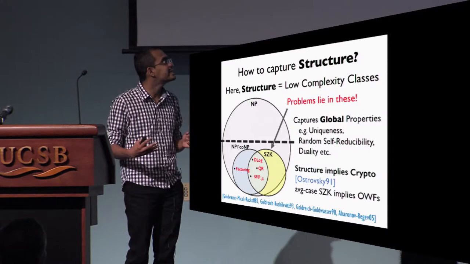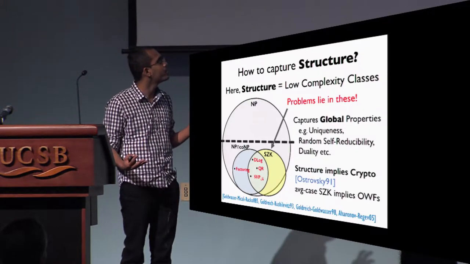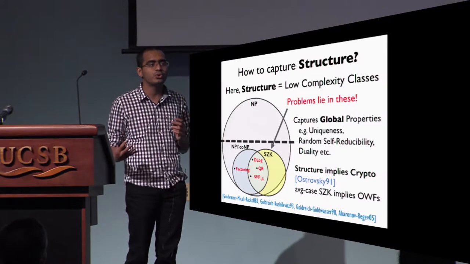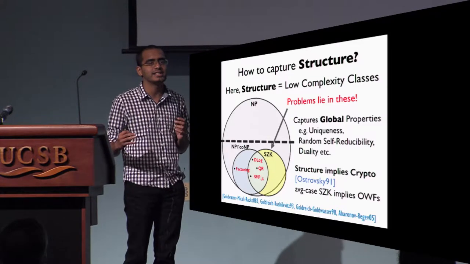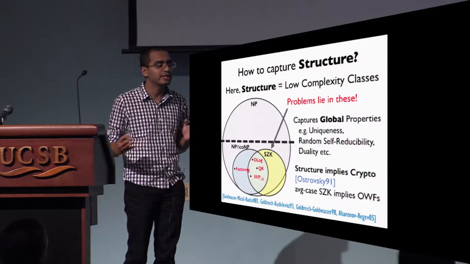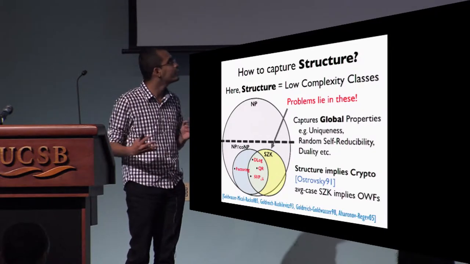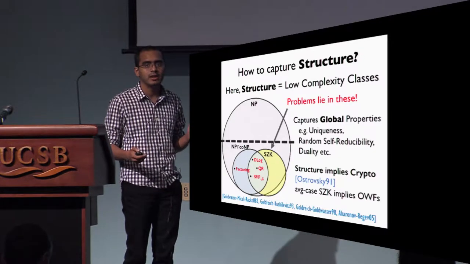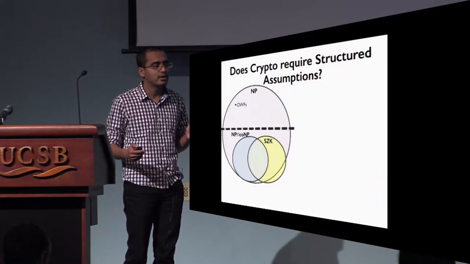And finally, we know that some of this structure actually implies crypto. Ostrovsky showed that any average case hard language in SZK actually implies one-way functions. So we do want to understand these connections better. Maybe they are tighter. Okay.